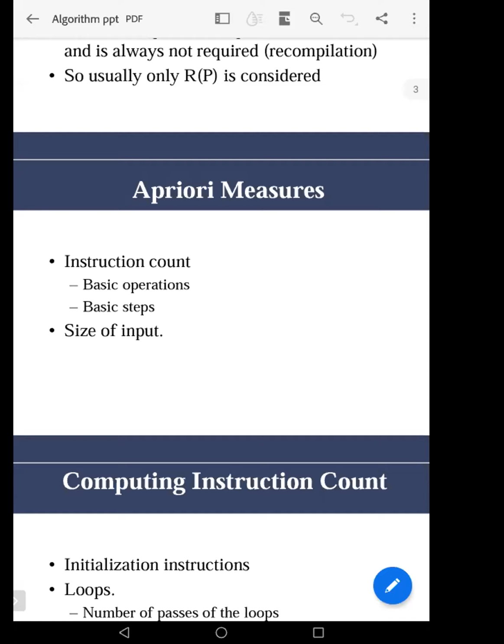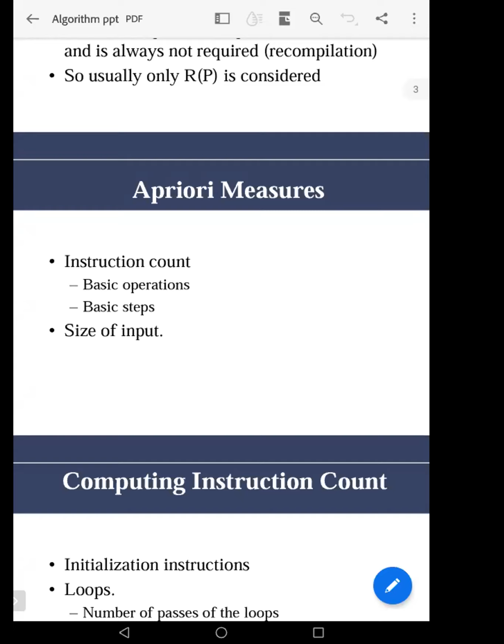Then after knowing the basic operations, we need to count how many times a basic operation is executing. The number of times a basic operation is executing can again be a function of n, suppose C(n). That is the counting of the basic operations. And then finally we determine T(n), T as a function of n, which is called the total running time.